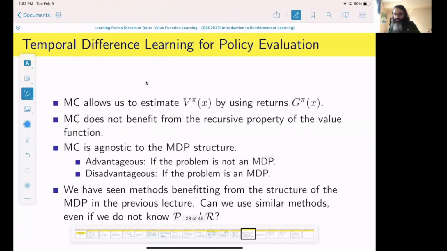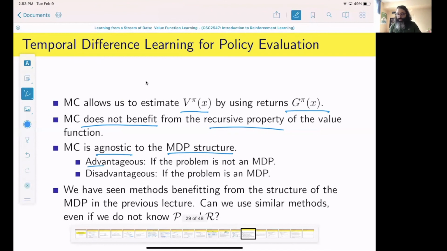The Monte Carlo estimate allows us to estimate V pi by using returns. It does not benefit from the recursive property of the value function, which is encoded in the Bellman equation. So we know that the values of some states are exactly the same. If you return to the same state, the value of it is the same. Or there is this special structure encoded by the Bellman equation. But the Monte Carlo estimate does not benefit from it. So in fact, MC is agnostic to the MDP structure, which may be good or bad.